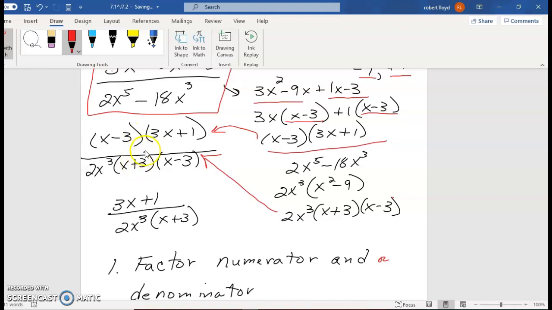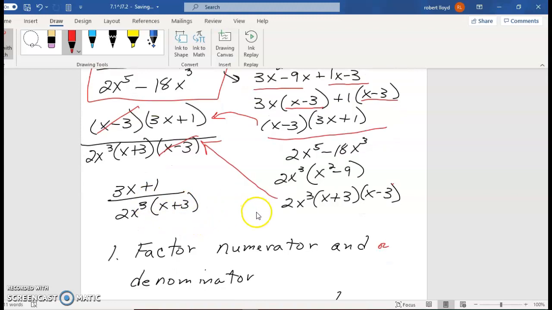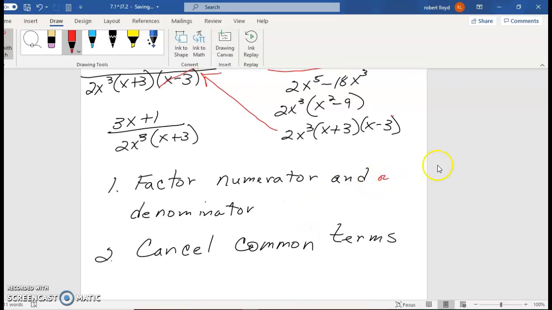Now, since they're all multiplied, they've got to be all multiplied. You can't have a plus or minus sign between these. Anything on the numerator and the denominator can be canceled. So we're left with 3x plus 1 on top, and 2x to the third times the quantity x plus 3 for our denominator. So some general rules then are: factor the numerator and or the denominator and cancel the common terms.